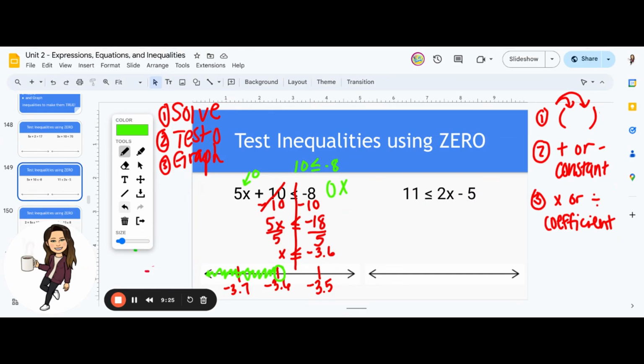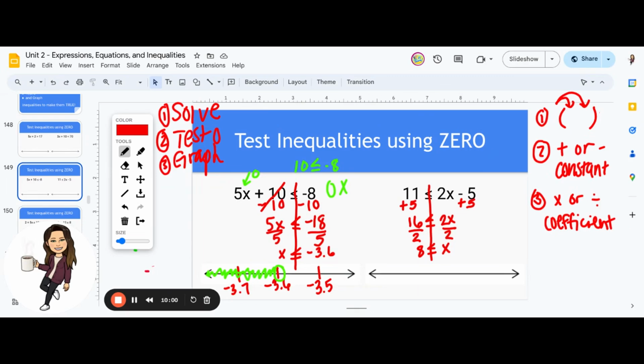All right, let's do this one. When it's on the other side, the math still works the same way. We're going to add or subtract, so that means we're going to add our 5 here. 11 plus 5 is 16, less than or equal to 2x, and then divide by your 2. 16 divided by 2 is 8, less than or equal to x.